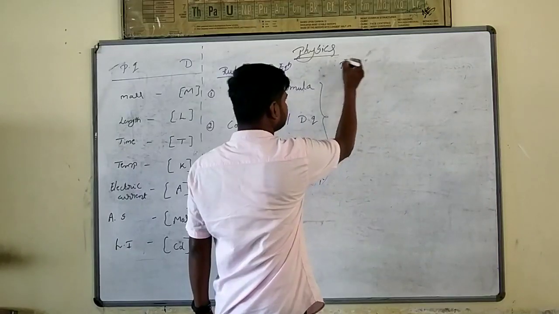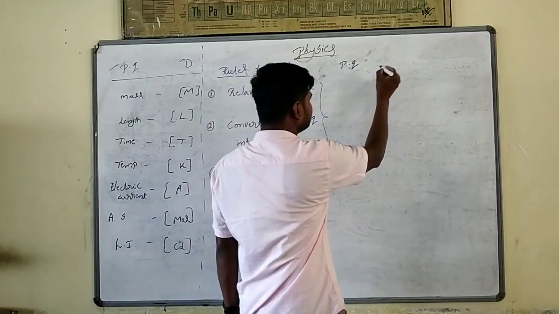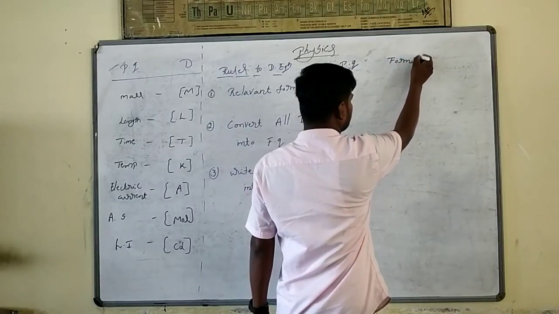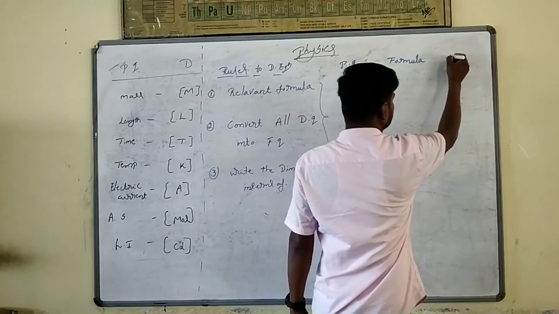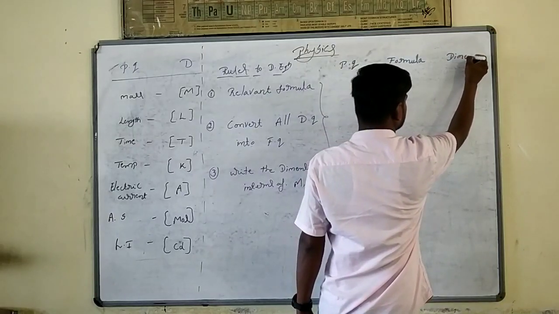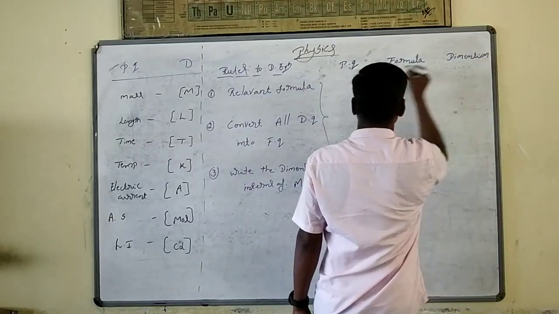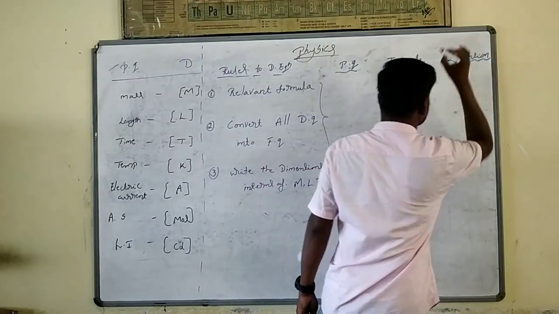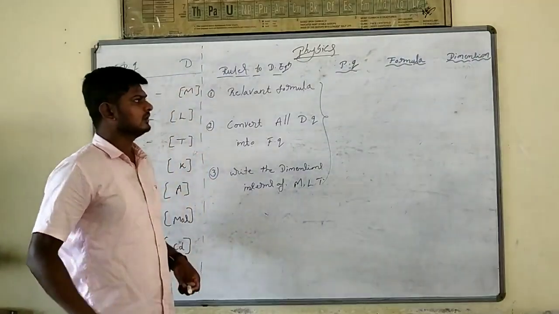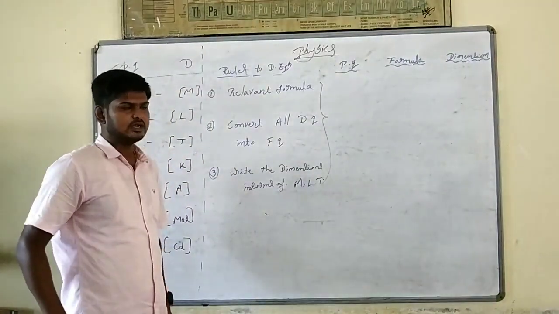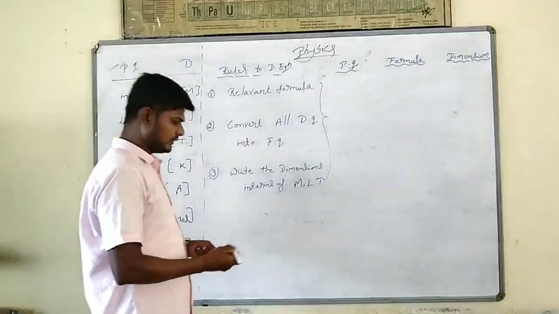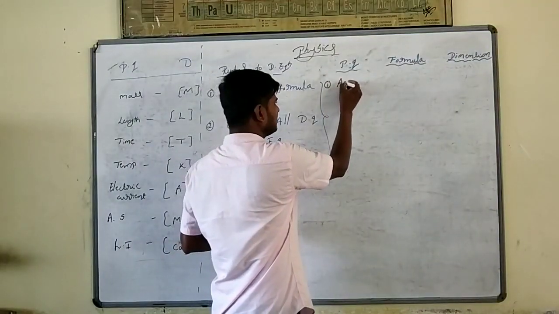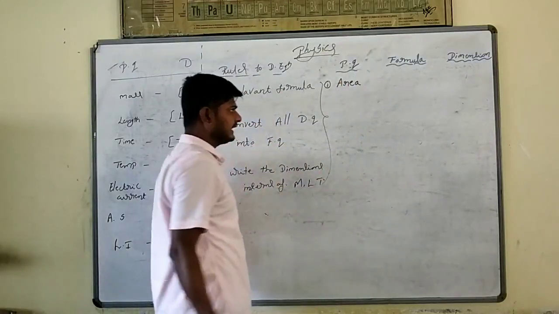Physical quantity, formula, dimension. Now the first physical quantity we can take is area.